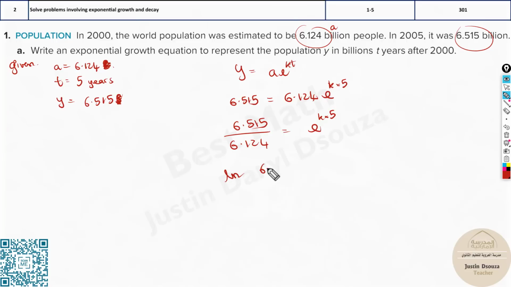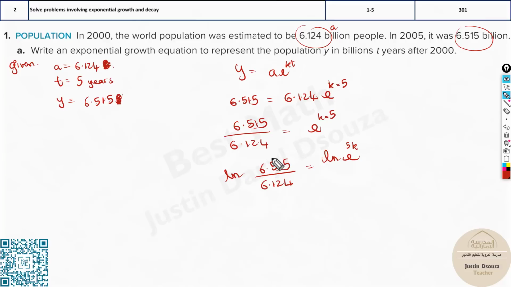You can write another step. ln of 6.515 divided by 6.124 will be over here at the right side, ln e to the power 5k. Now what happens here, whenever you have logarithm, whatever power is there comes down, right? The property of logarithm, the powers will be the coefficients. So then ln and e cancel off as inverses, so it will be 1. Then you can just put in the calculator and solve it up very easily. So after this, it's very straightforward.